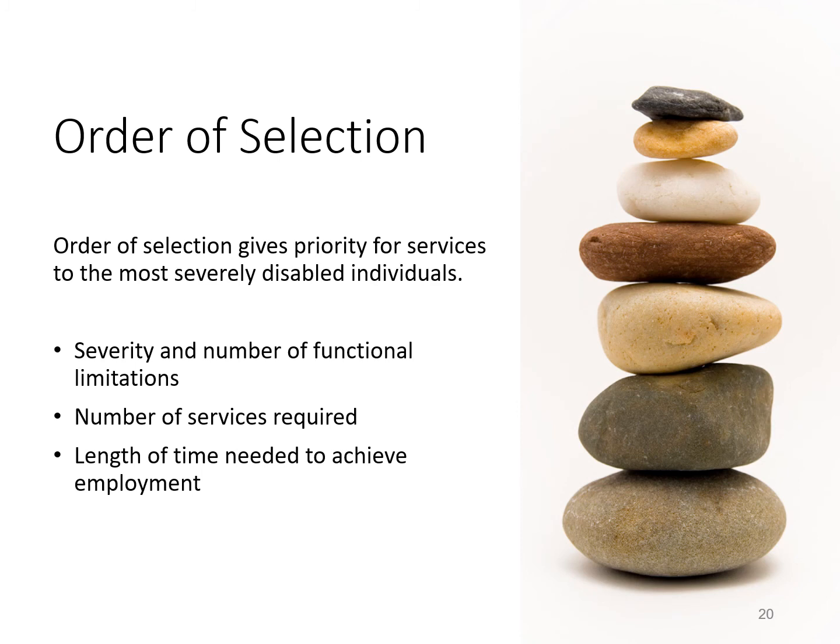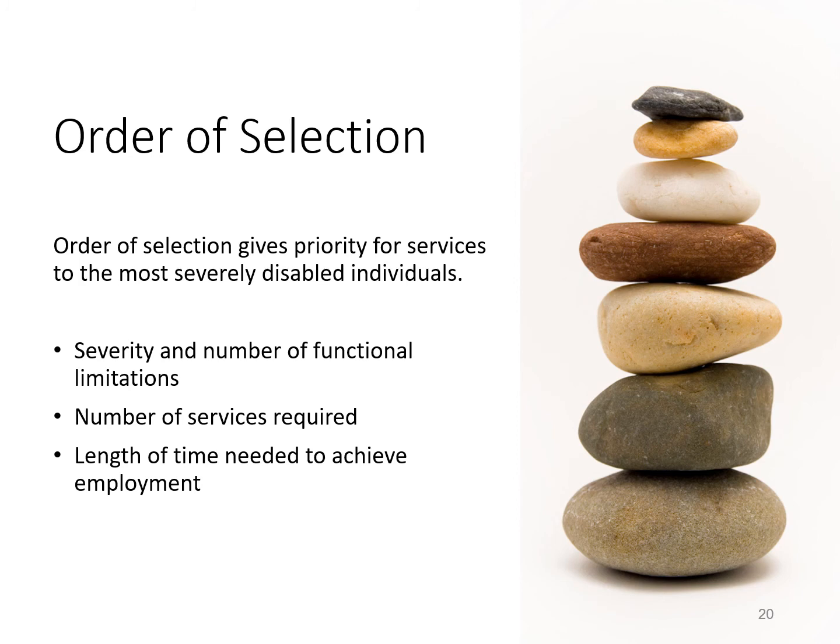Once an individual is determined eligible for vocational rehabilitation services and their functional limitations are assessed, they are placed in an order of selection category based on the severity and number of their functional limitations. Consideration is also given to the number of services a person may require, for example 3 or more, and the length of time necessary to achieve an employment goal, for example 6 months or longer. This may have an impact on when they will receive services.